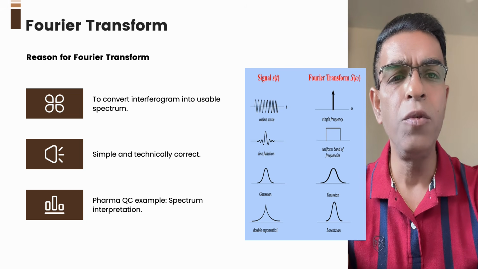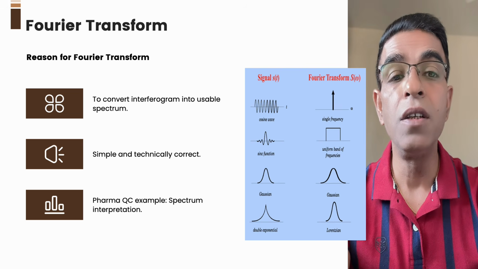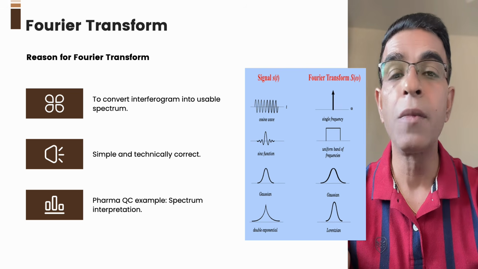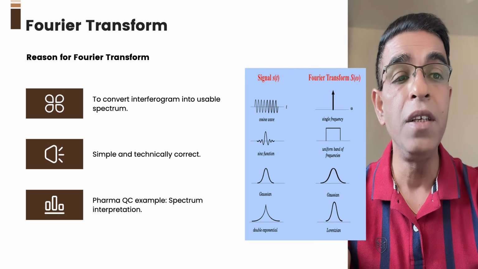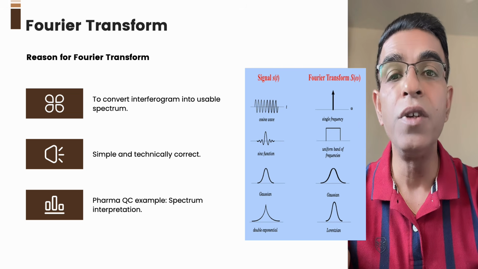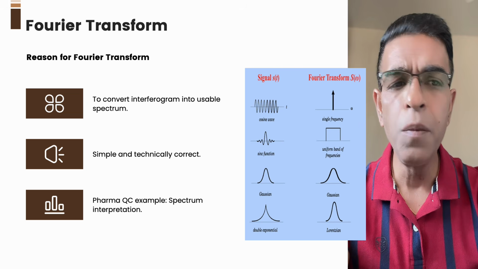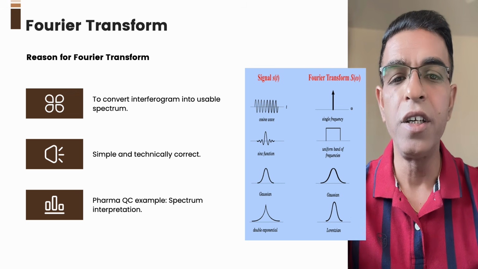Then you explain the key point. So when we apply Fourier transform, which converts the raw signal into a proper frequency spectrum, the one we actually analyze with peaks and functional groups, and then you close confidently. That's exactly why the technique is called Fourier transform infrared spectroscopy or FTIR. Simple, clear, and interview ready.